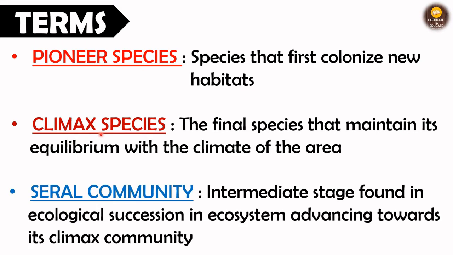One more term is there, that is serial community. So it is the intermediate stage found in ecological succession in an ecosystem advancing towards its climax community. So you can understand very clearly that first the pioneer species will be there, then there will be certain serial communities, and in the end the climax community or climax species will end the process of ecological succession, and it will be in equilibrium. So serial communities are the ones that come in between these two, right?